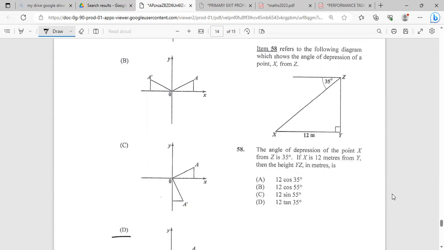58, item 58 refer to the following diagram, which shows the angle of depression. Every angle of depression have an angle of elevation. And then if they want to find the height, it then would be this looking from this angle, which is the opposite. Hypotenuse is opposite to the right angle. So this would be our adjacent. So clearly, we can see that it's tan.